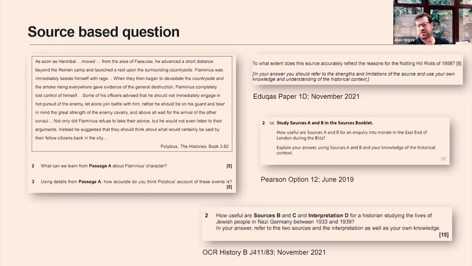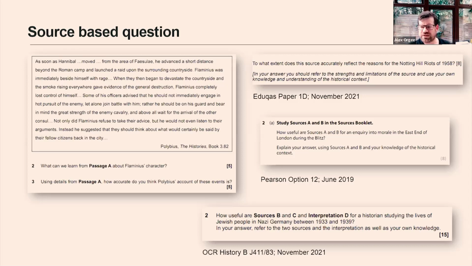It could be drawing out a feature and saying, well, how would Polybius know about that? Might he have been able to speak to people who were around at the time? What was his historical method that might mean that this is accurate? So that type of element can be brought in, as well as comparing to what other sources say.